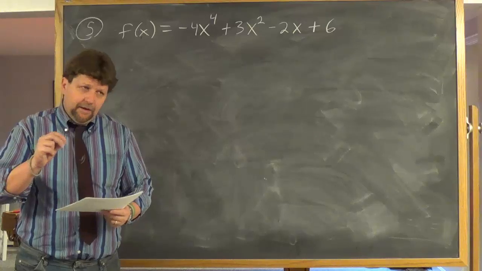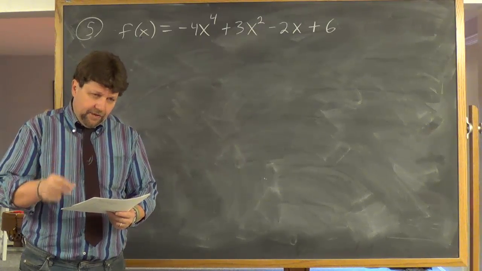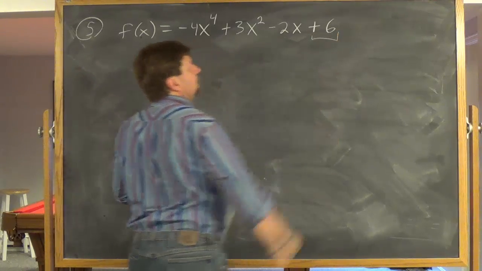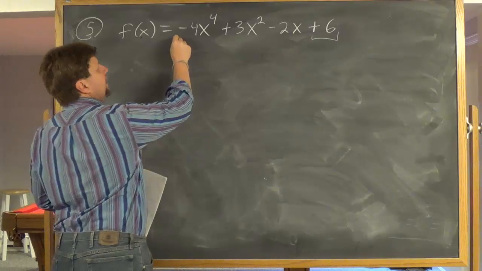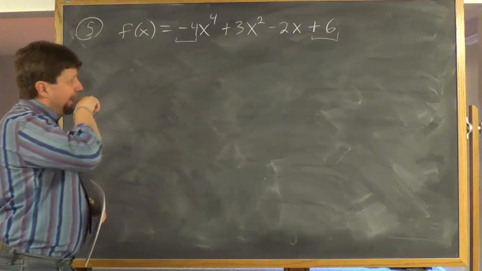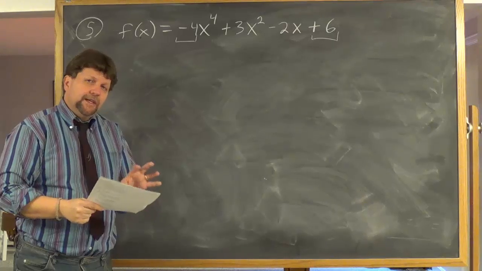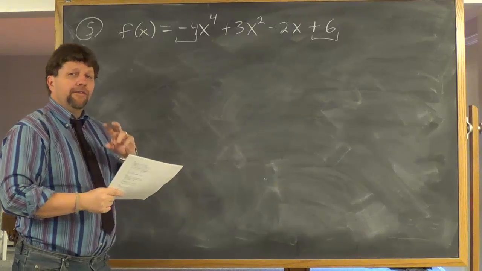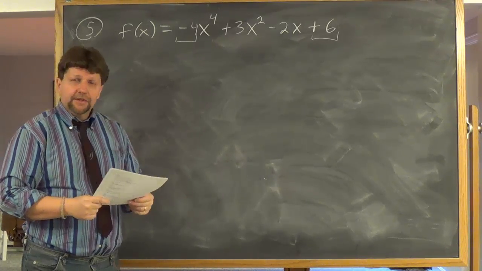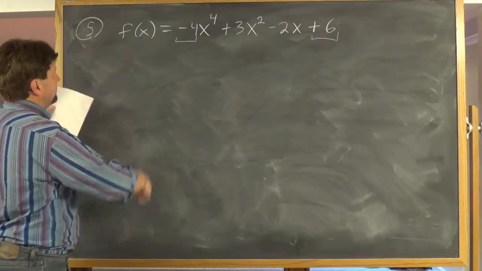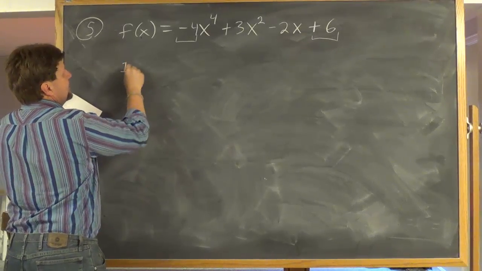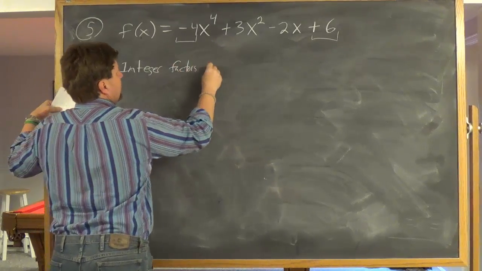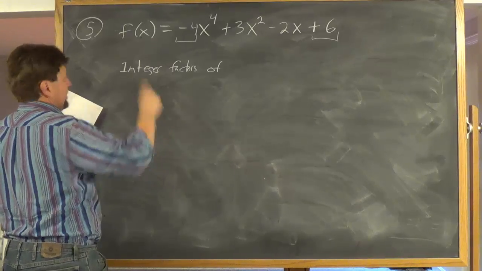Now remember, in using the rational zeros theorem, you're looking at the constant and you're looking at the leading coefficient. What you need to do is list all the factors of the constant 6 and all the factors of the leading coefficient. So here's how I organize my work. I'm interested in simply the integer factors of the constant 6.